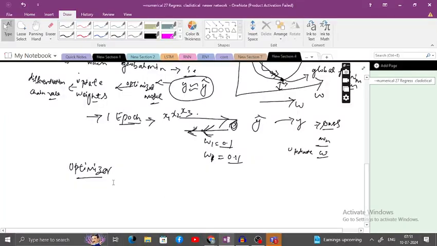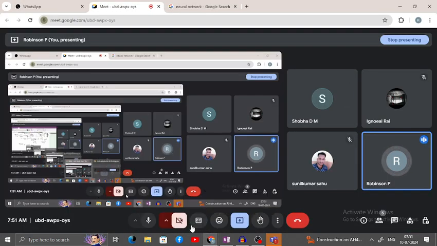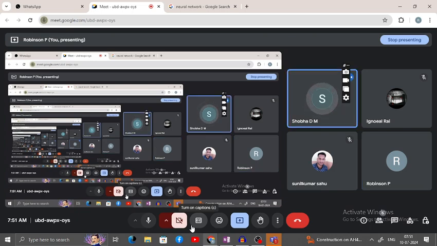Okay. So now my interest is that we want to discuss optimizers. We have several types of optimizers. We have the gradient descent optimizer. What is this? Gradient descent. Can you see? Yes, who is that? Shobha? No, sir. Optimizer types.